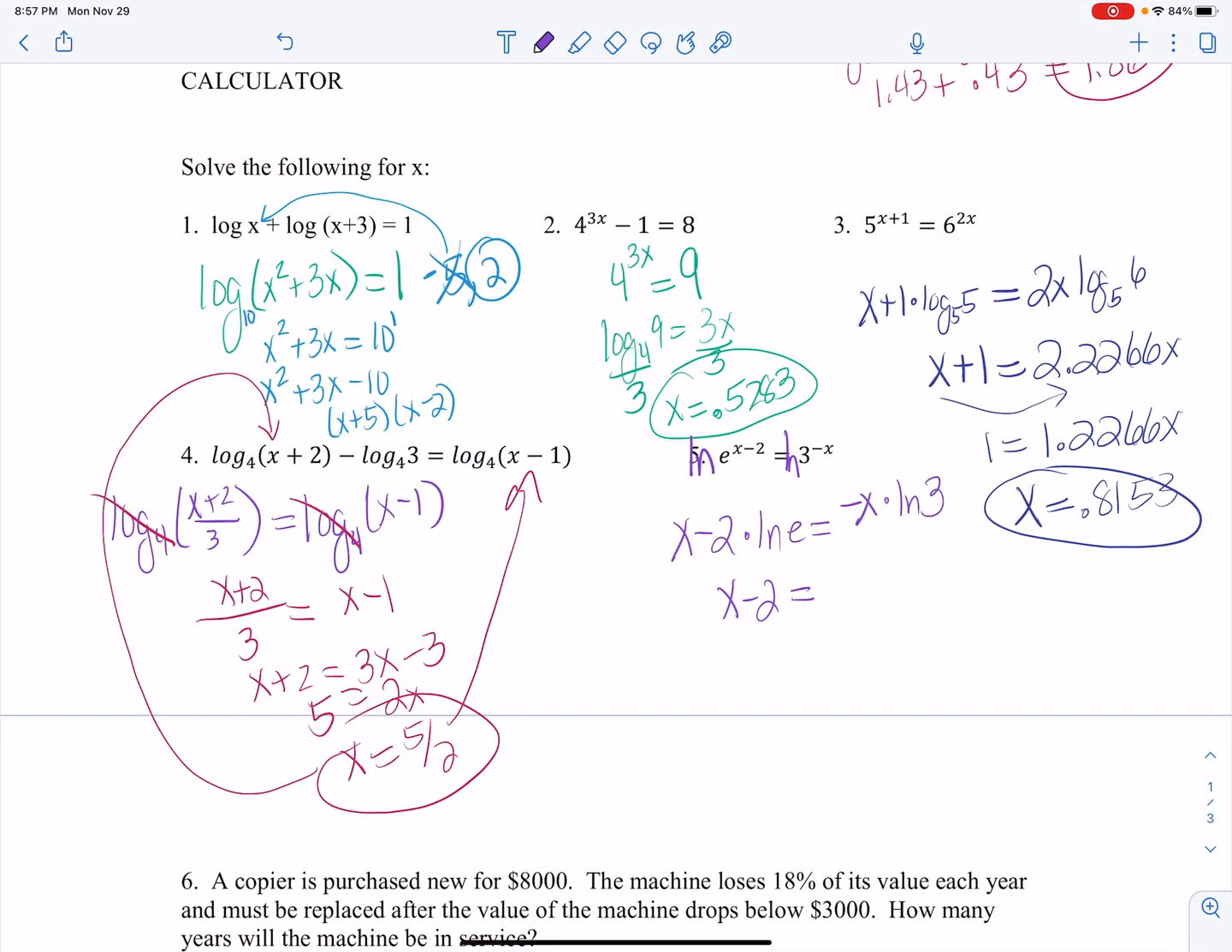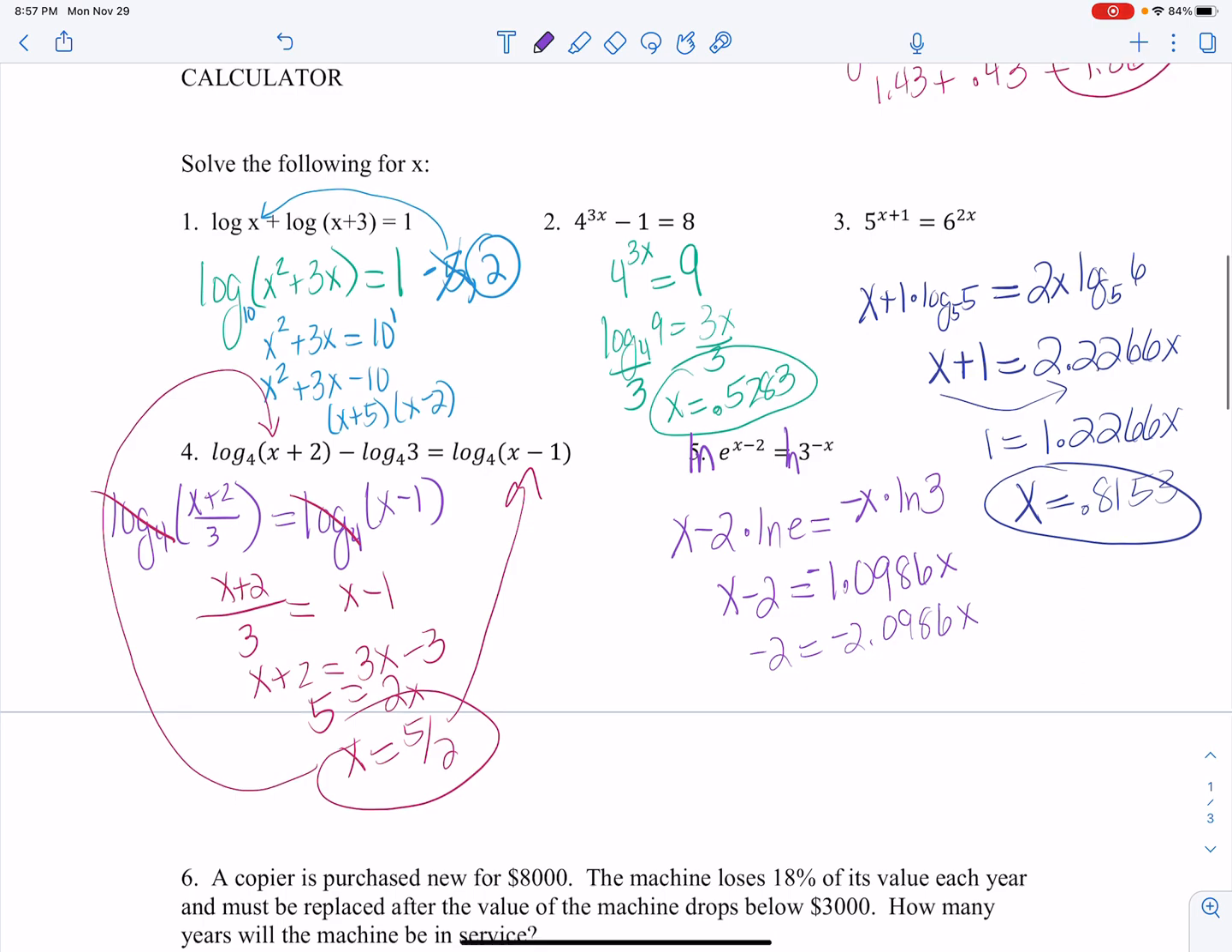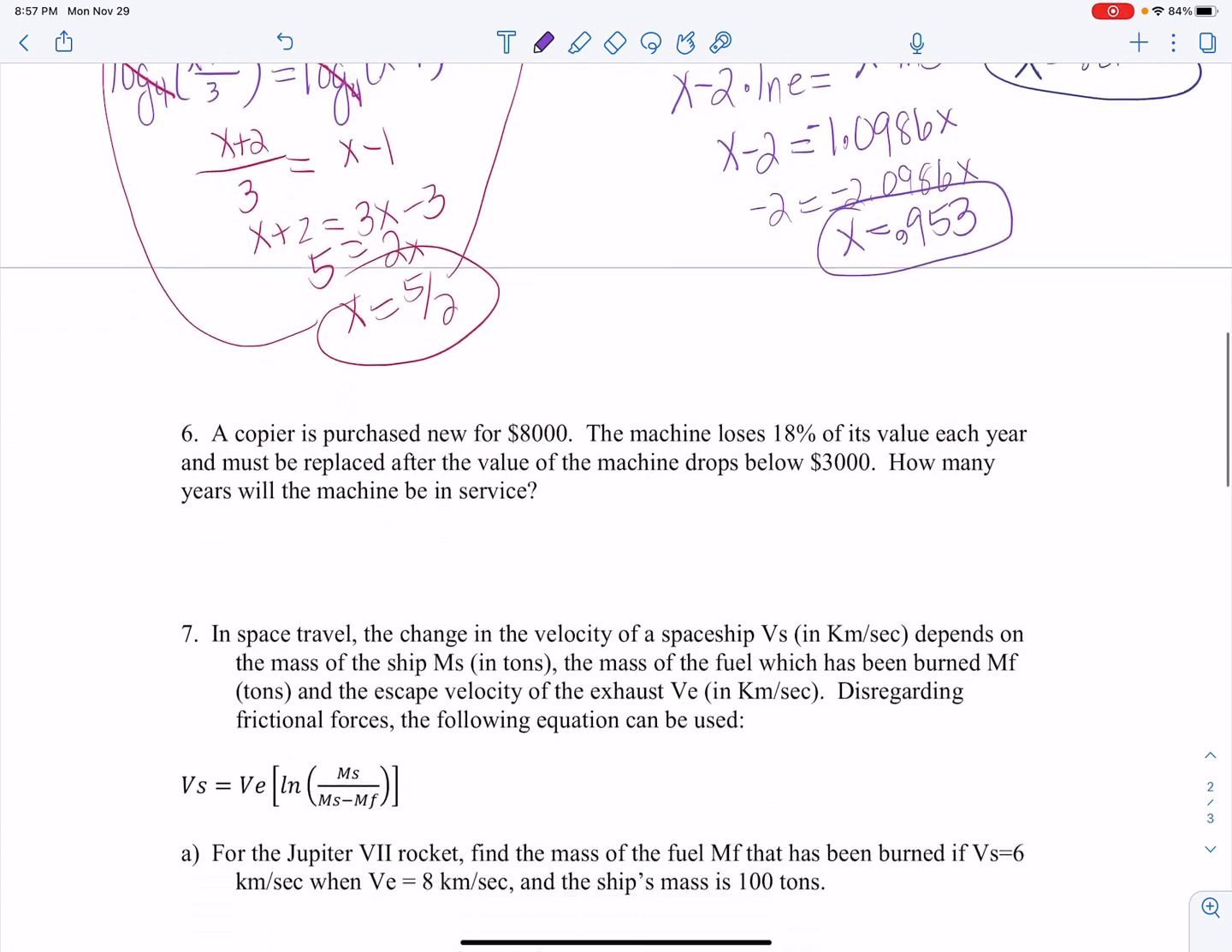So I'm doing the ln of 3, and I got 1.0986, and that's times a negative x. And so then I would subtract that. So that's a negative 2.0986x. So I would take a negative 2 divided by 2.0986. And my answer, to 4 decimal places, is 0.95301, which is just 0.953. Okay? All right.